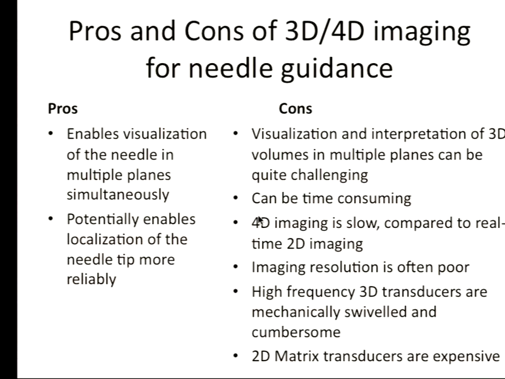So it can be time-consuming. The 4D imaging is slow, especially when you're using mechanically scanned transducers compared to real-time imaging. The image resolution is quite poor. As I said, the elevational plane is not focused. So the elevational resolution is always going to be significantly lower than your axial and lateral resolution. And so even though you can visualize the plan view of the C-plane, the resolution in that plane is going to be quite poor. High-frequency 3D transducers currently are mechanically swivel. They are not really the matrix transducers. Matrix transducers are potentially able to do real-time imaging, but they're expensive.